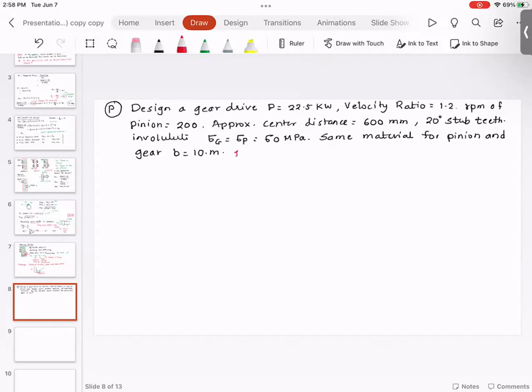So first, find module, face width, number of teeth. And then last part, check for dynamic and wear load.